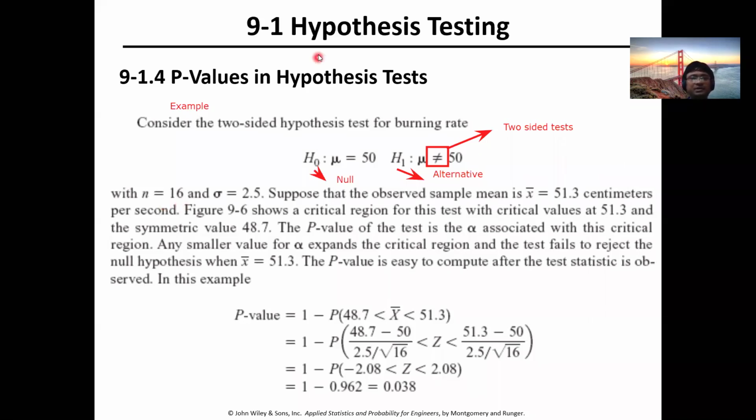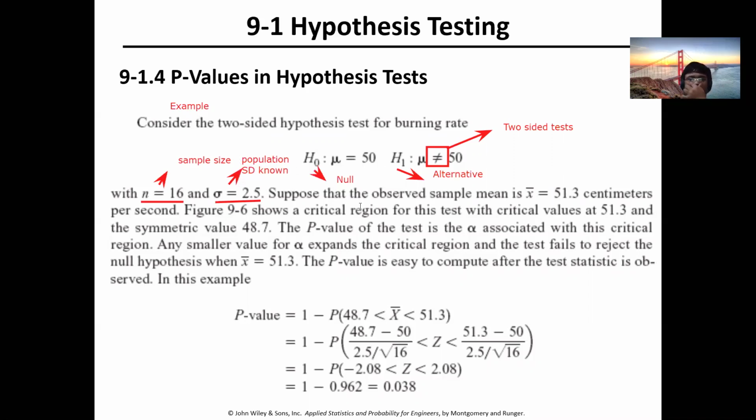This value n is the sample size. And this value indicates that the population SD is known. So this is the fact we are discussing.